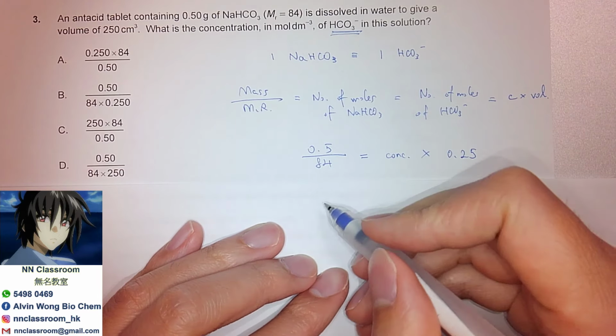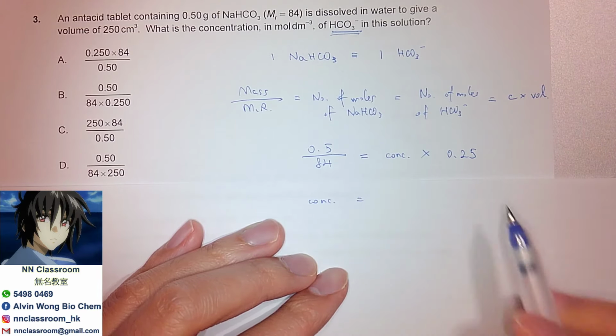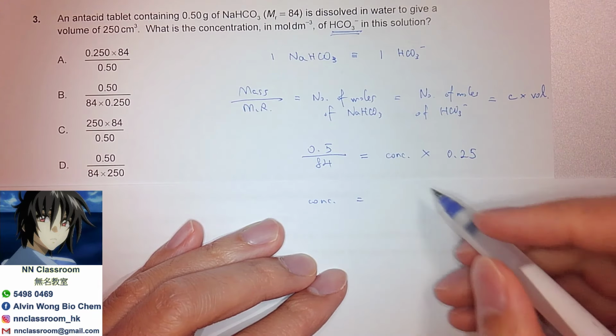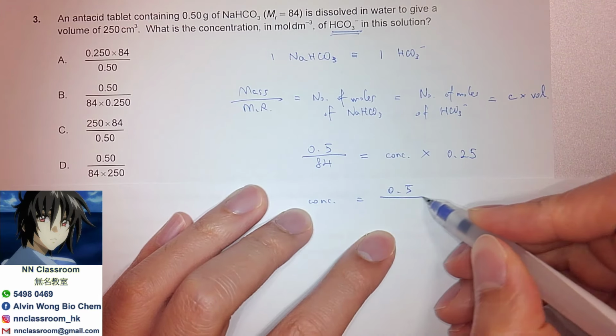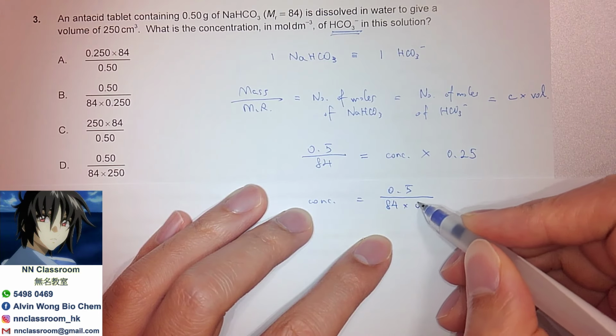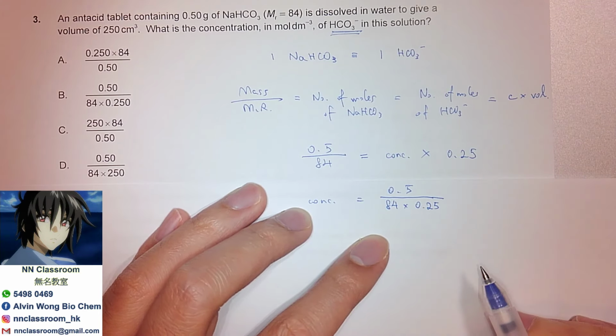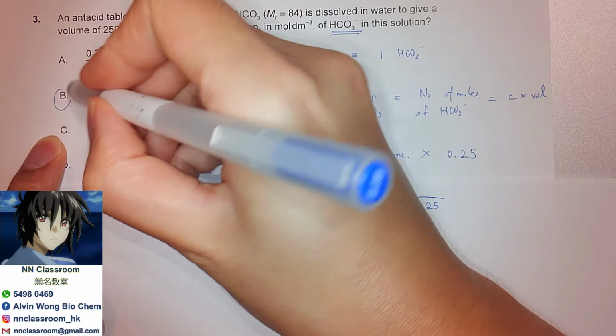Make sense? So finally make concentration the subject. So this 0.25 goes to the left hand side, which becomes the denominator. So 84 times 0.25. So that's why obviously matching with our choice B.